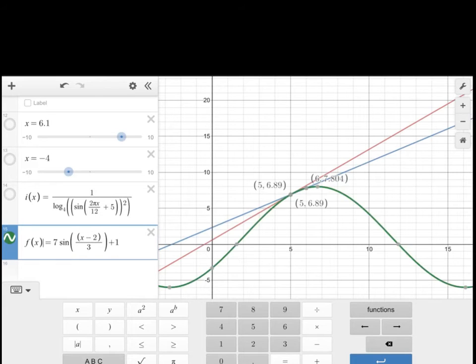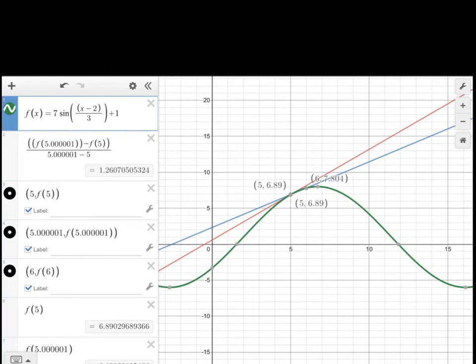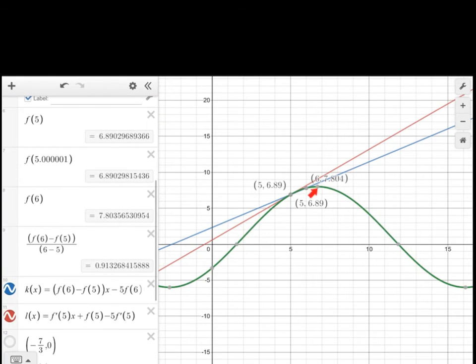Not doing too well here. F of x. There we go. All right, bring it to the top. And same thing. We're going to plug in a 5 and a 6.